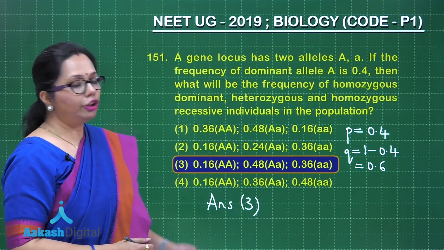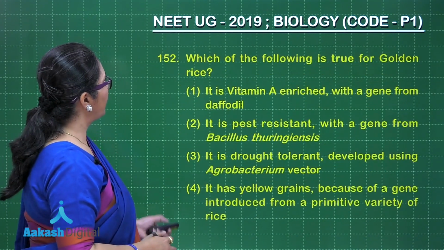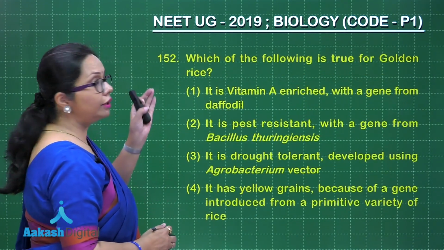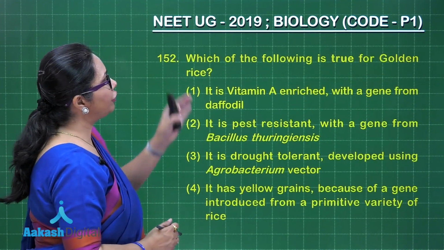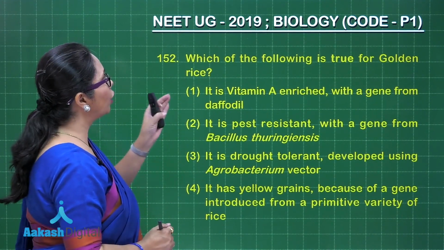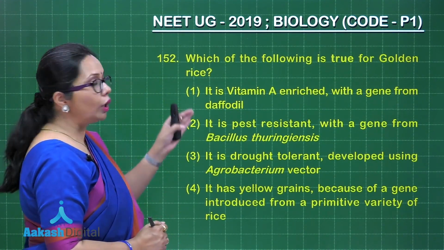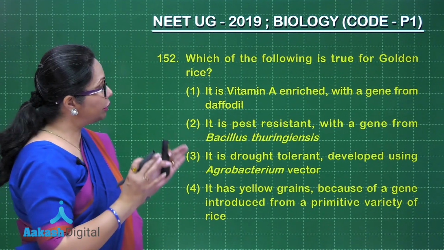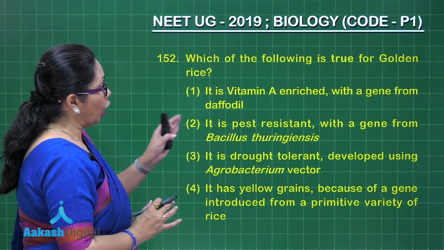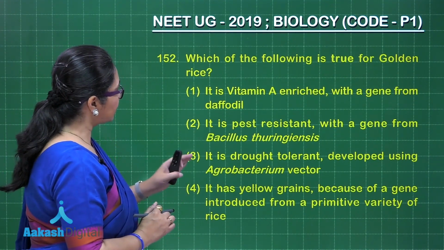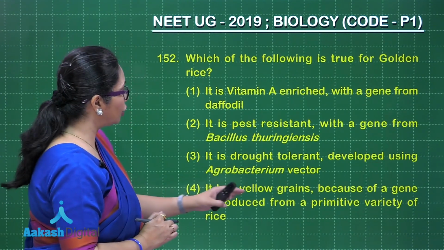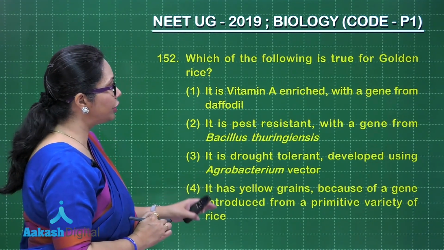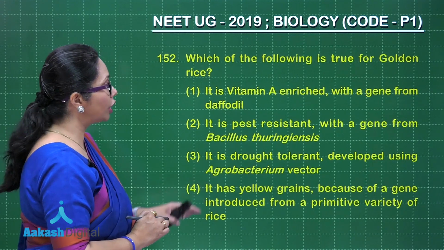Now let's move ahead with the next question. Now in this question 152, which of the following is true for golden rice? Now golden rice we know is vitamin A rich rice. So if we see these choices, it has yellow grains because of a gene introduced from a primitive variety of rice. Now this is not correct.